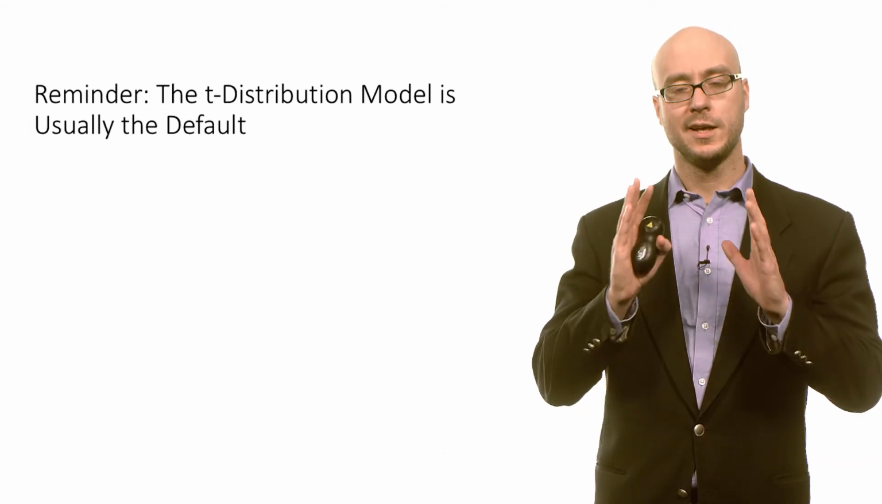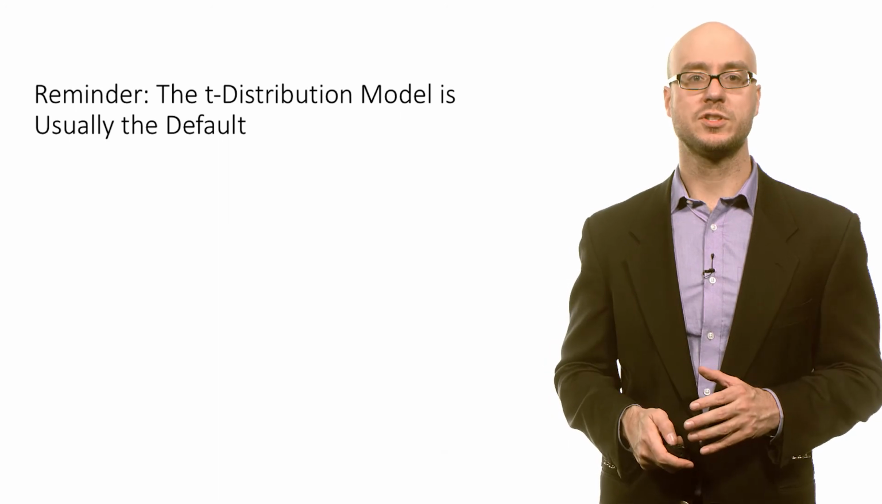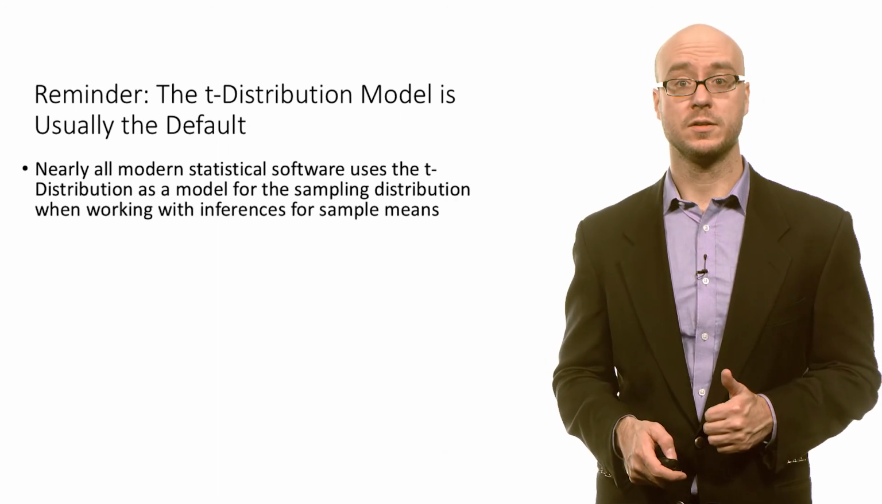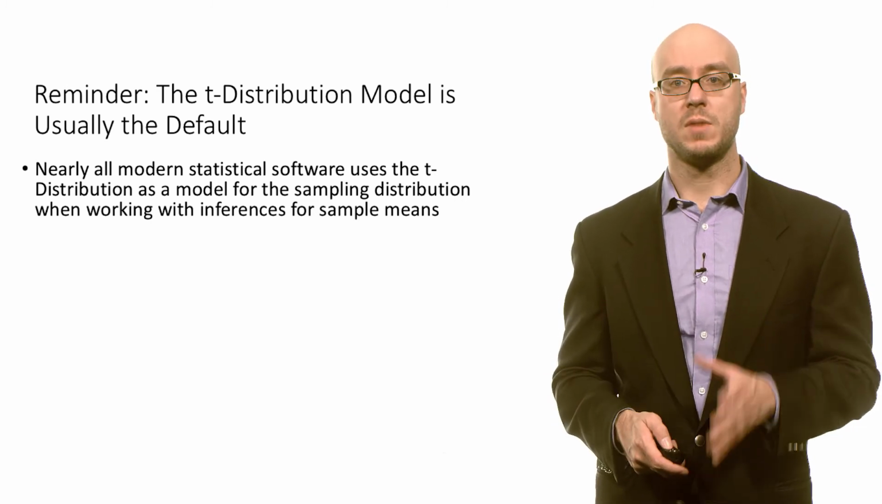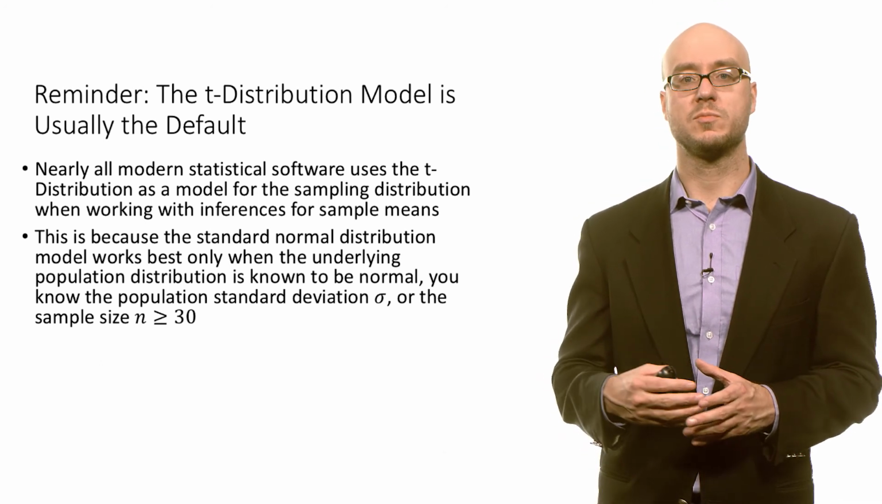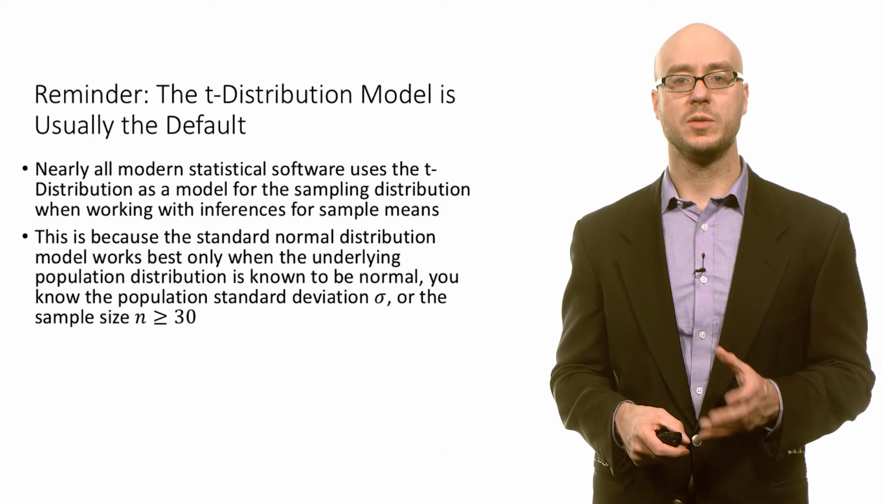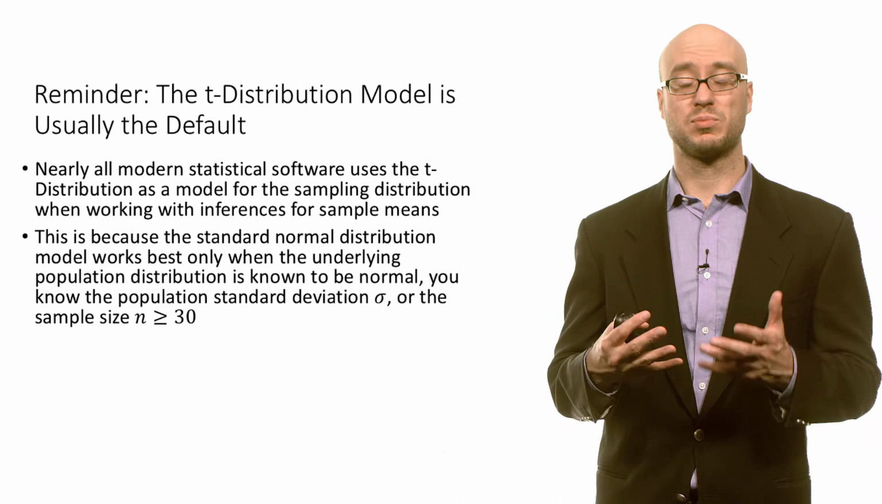And then, of course, I always highly recommend that you calculate a confidence interval to help us understand what's going on. So keep in mind, in most applications that make inference about the mean, they use the t-distribution model as the default. Nearly all modern statistical software is going to use the t-distribution as a model for the sampling distribution. The reason is that the standard normal distribution model works best only when the underlying population distribution is known to be normal, you know the population standard deviation sigma, or the sample size is pretty large.